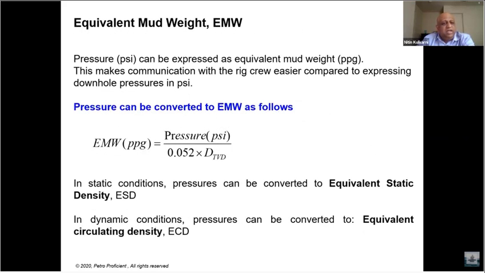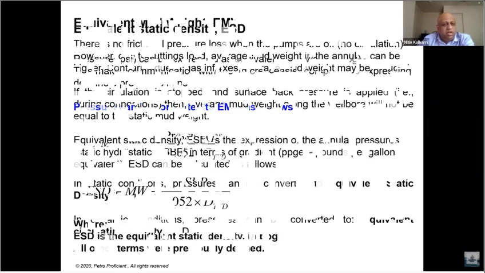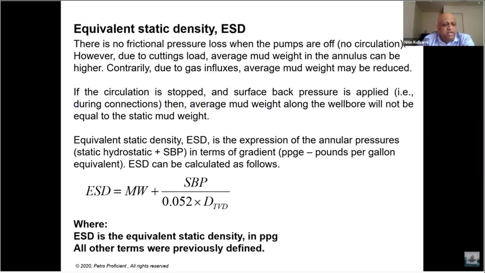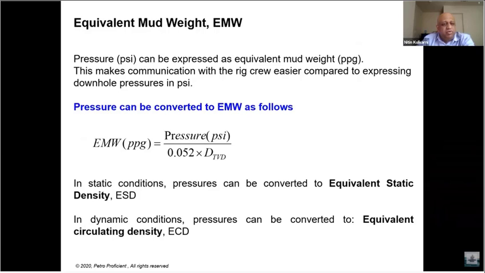And let's talk about equivalent circulating density. That is a commonly used term in drilling operations. Basically, the equation changes for equivalent circulating density and ESD, so there are two terms. One is in static conditions, where you convert the pressure into a static density, that is equivalent static density, which is usually measured in pounds per gallon. And in dynamic conditions, you usually convert your pressures into equivalent circulating density. That is when you're circulating.